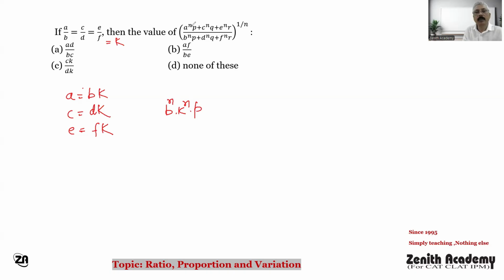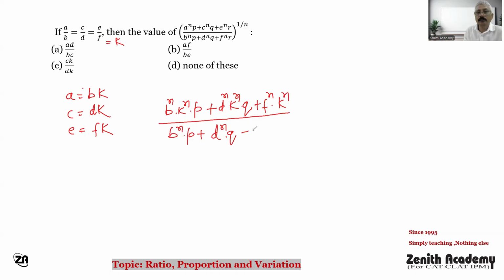A to the power n, this A is BK. Here I am putting BK, so B to the power n into K to the power n into P. Similarly, this C is DK, so D to the power n K to the power n into Q, and this E is FK, so it is F to the power n K to the power n into R, over B to the power n P, D to the power n Q, F to the power n R. Here you can take this common K to the power n in numerator.